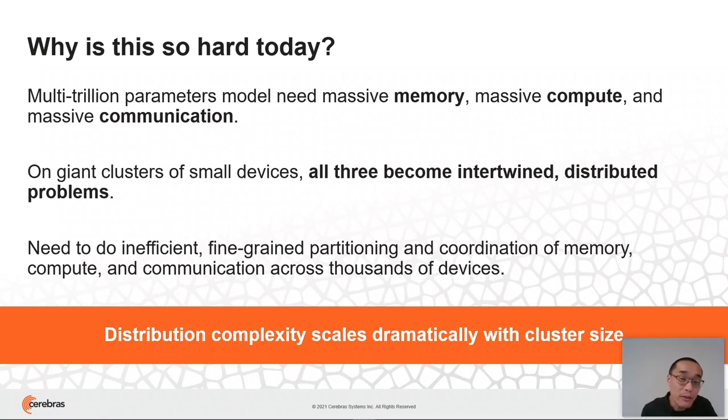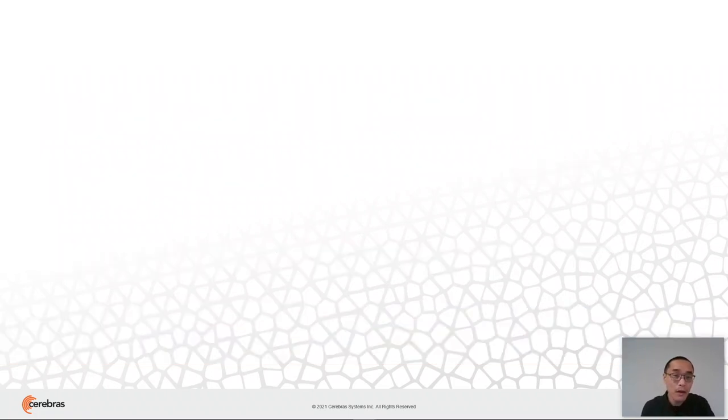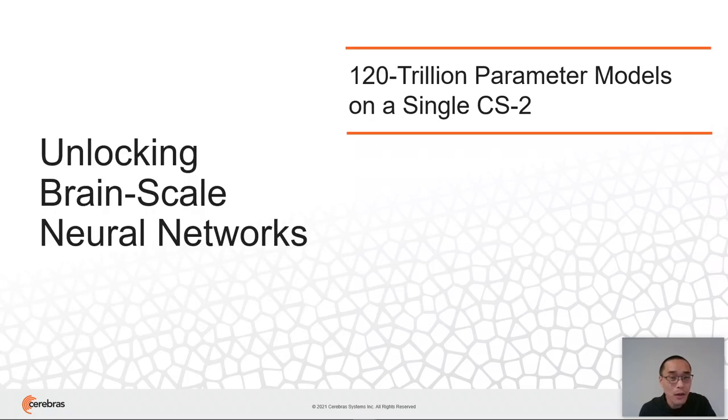So at Cerebras, we've spent the last year figuring out how to solve this problem. Building on the architectural foundations of the WSE2 and the CS2, today I'm presenting to you the Cerebras architecture for extreme scale. A new style of execution that will enable models up to 120 trillion parameters on a single CS2 system. That's around the number of synapses in the human brain. Whoa.